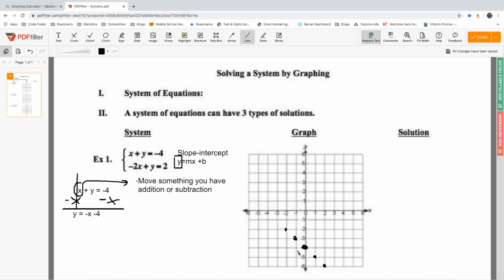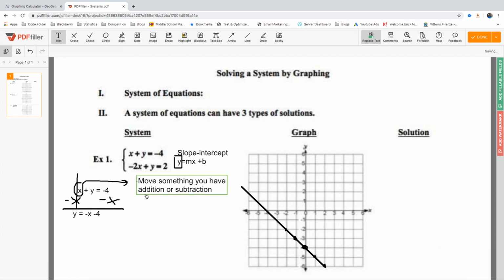So let me go ahead and connect these points the best way that I can. Great, but I'm going to extend this line a little bit because I want it to go as far out as possible. So without changing anything, there it is right there. Great. I have the line for the first equation.